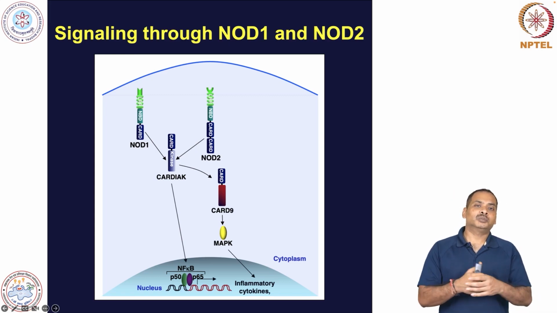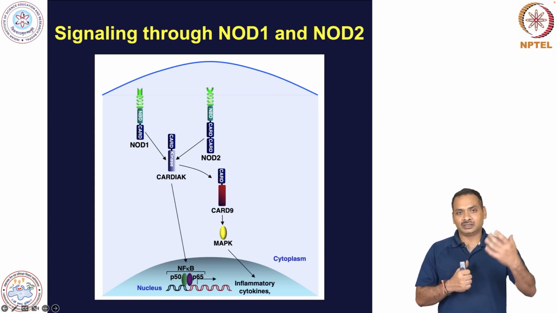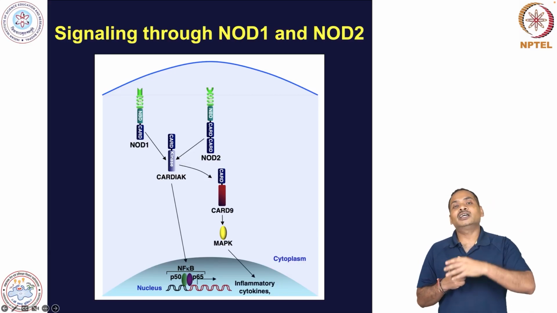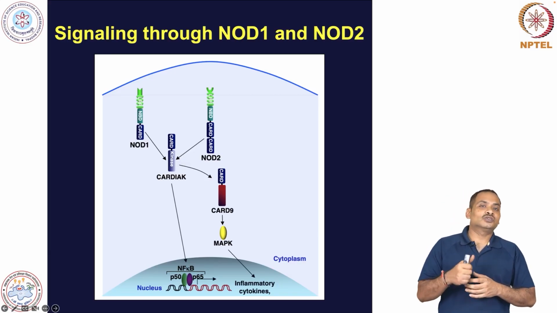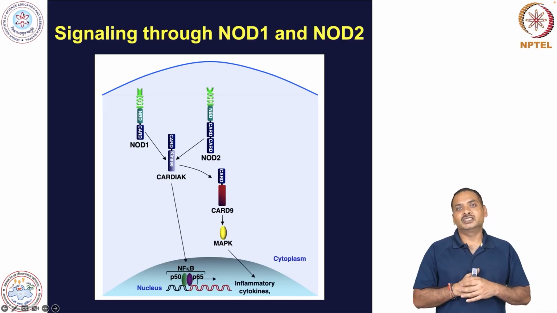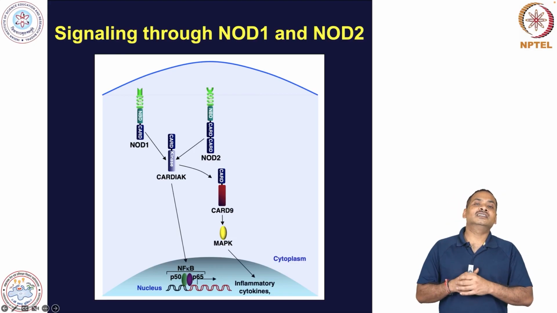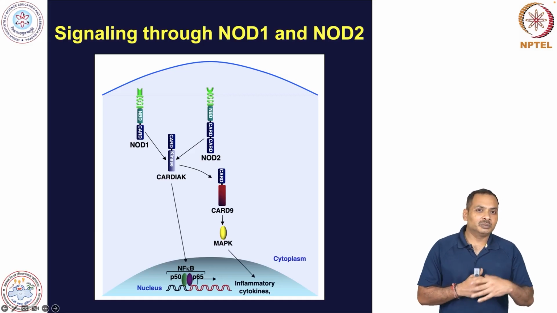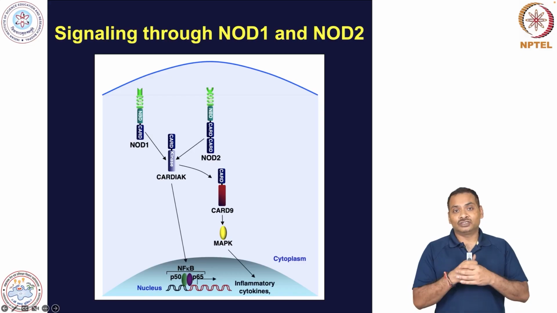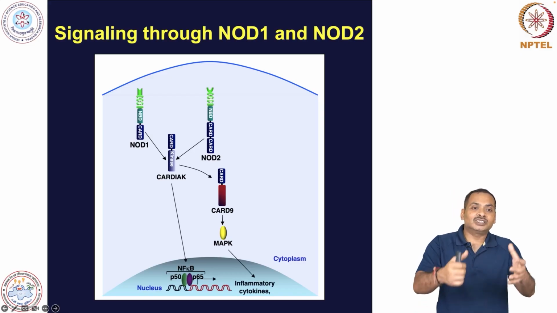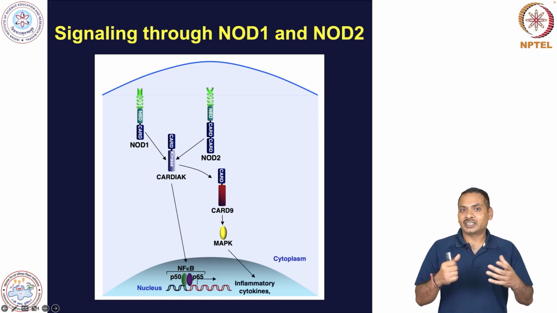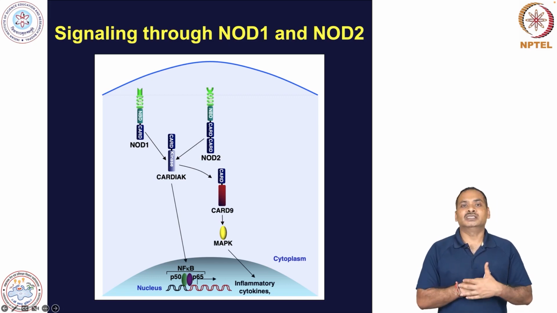You know how NF-kappa B gets activated. It is activated via the IKK complex, which phosphorylates I-kappa B, and this phosphorylated I-kappa B undergoes proteasome-mediated degradation, and then this free NF-kappa B will be translocated into the nucleus, and then there will be a production of inflammatory cytokines. So this is the way by which NOD1 and NOD2 activate NF-kappa B and MAP kinases. Okay.